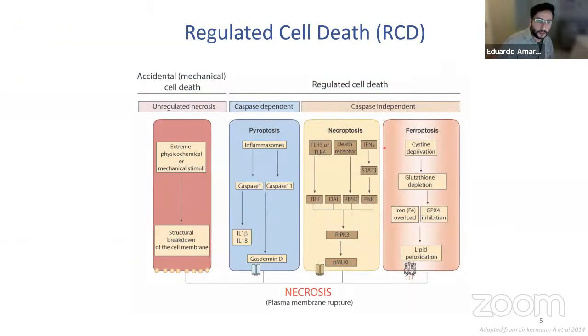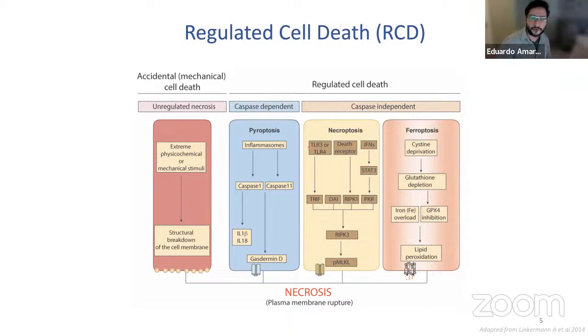So among the cell death, we have necrotic cell death, we have the typical one, which we call accidental cell death, which is unregulated, induced by extreme physical chemical stimuli, which leads to the plasma membrane breaking down. For example, if we have cells and then we just put them in the freezer at minus 80 and then thaw these cells, they'll die. So there is no way to control that form of death.